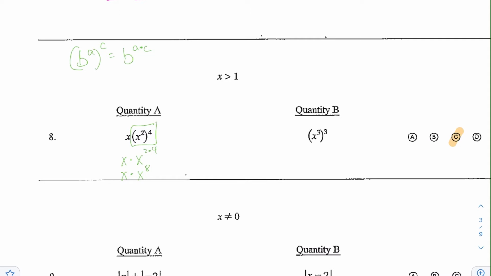And then afterwards, you can use the law of exponents, b to the a times b to the c, it's going to be b to the a plus c. And here there's an invisible 1. When you multiply two exponents with the same base, you have to add the exponents. So x raised to the 1 plus 8, or x to the 9th. Now on the right, this is just the first law of exponents that you have to apply. This will be x raised to the 3 times 3, or x to the 9th. So x to the 9th is equal to x to the 9th, so the answer is going to be choice C.